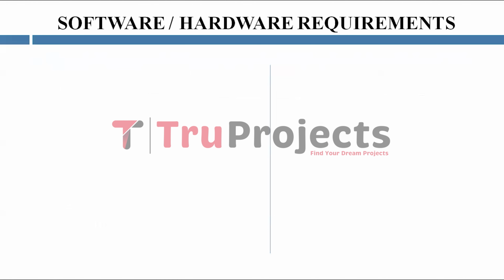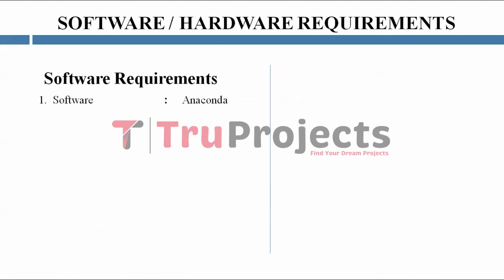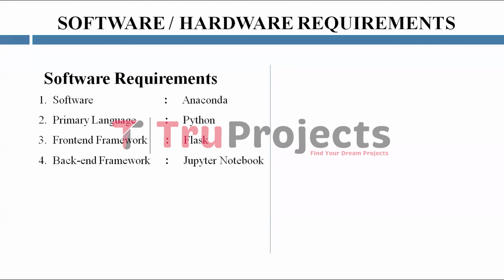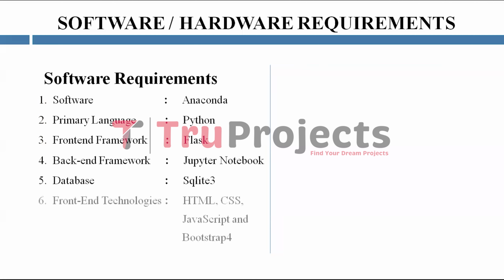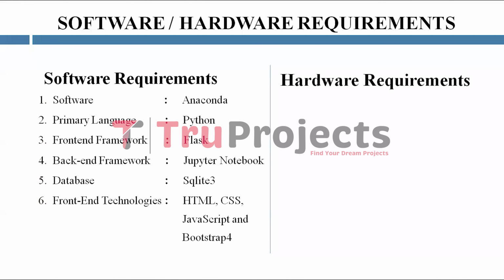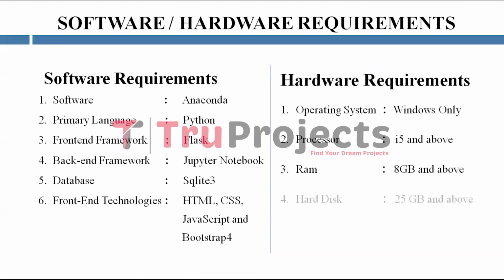Now we'll see the software and hardware requirements. Software needed is Anaconda, primary language required is Python, front-end framework required is Flask, backend framework needed is Jupyter Notebook, database used is SQLite 3, and front-end technologies required are HTML, CSS, JavaScript, and Bootstrap 4. Hardware requirements needed are operating system of Windows, processor of i5 and above, RAM of 8 GB and above, and hard disk of 25 GB and above.